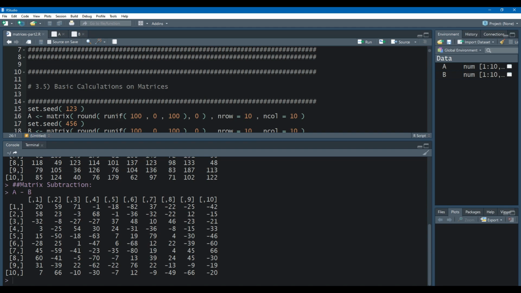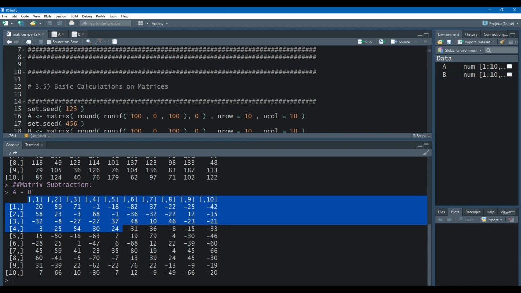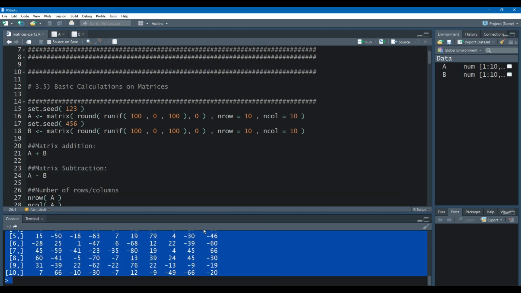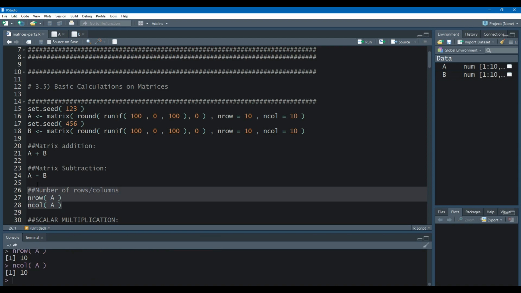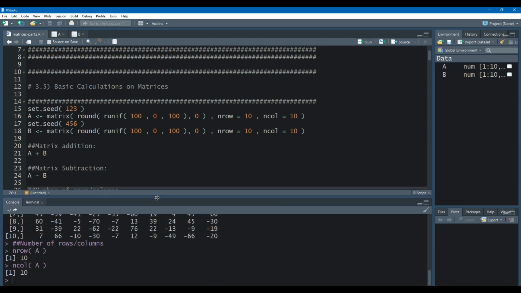Printing the output, matrix A minus matrix B gives us this resultant matrix that we just printed in the output. How do we see the number of rows and columns in a matrix? Well, we use the nrow and ncol command. And the number of rows in matrix A is 10, number of columns in matrix A is 10.